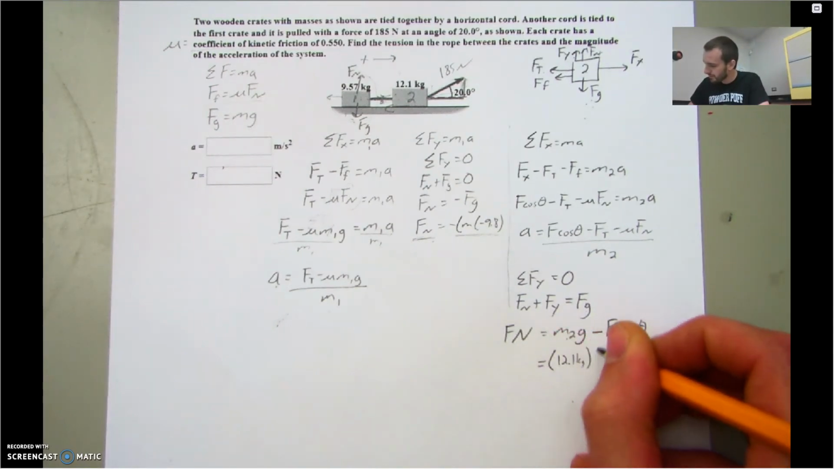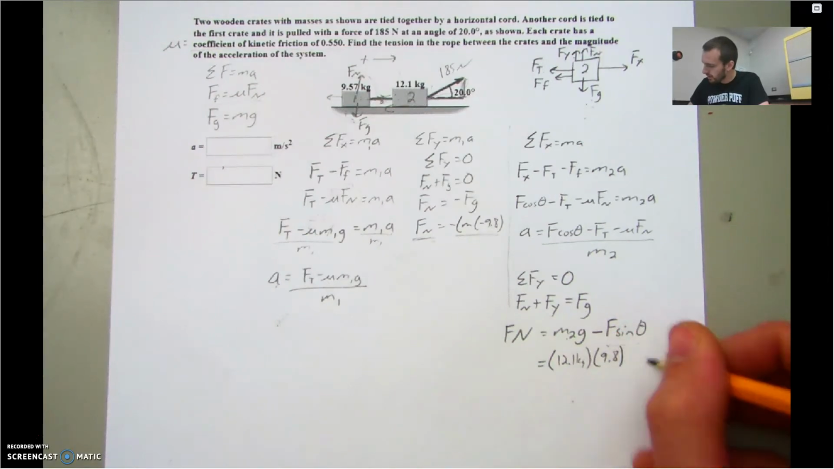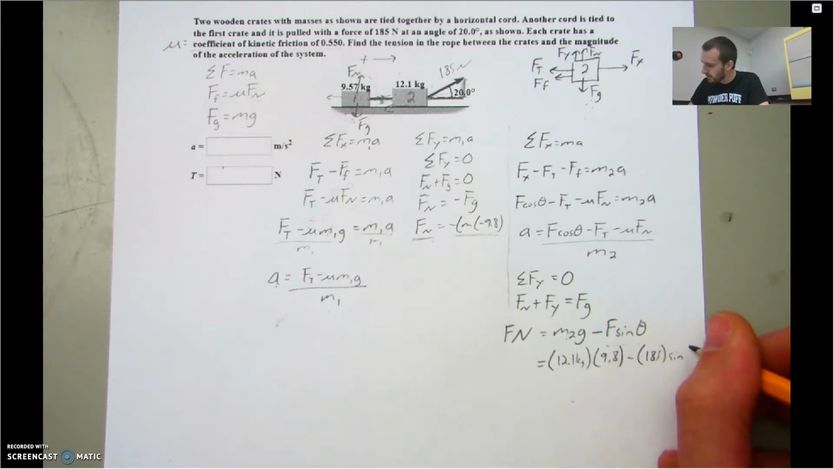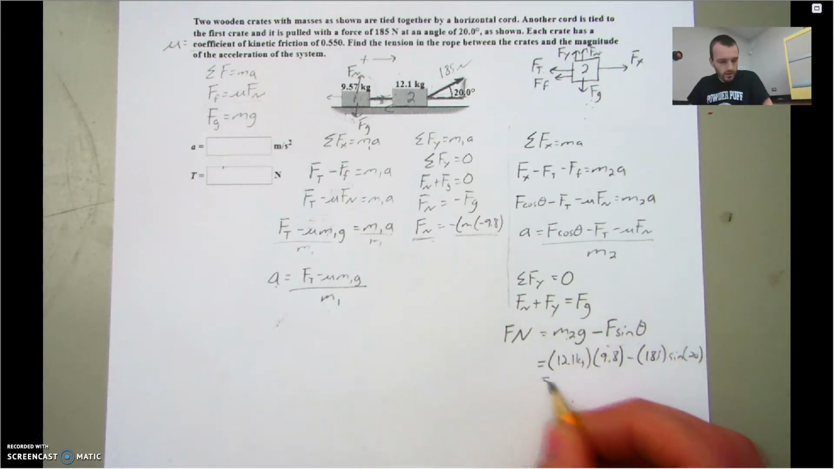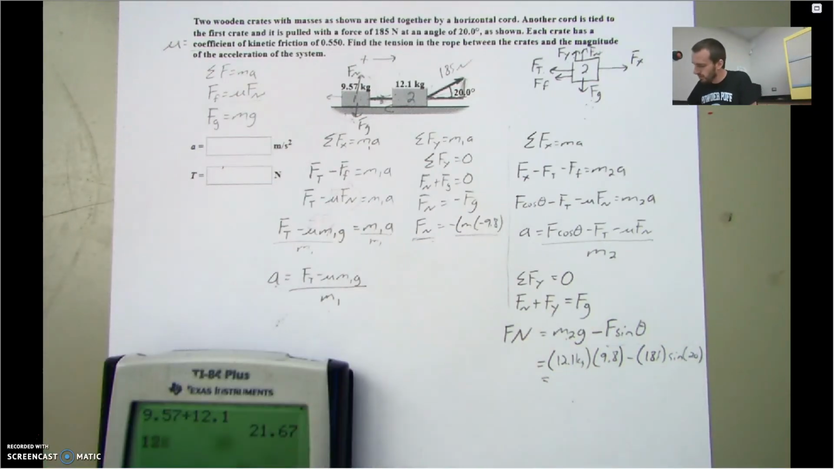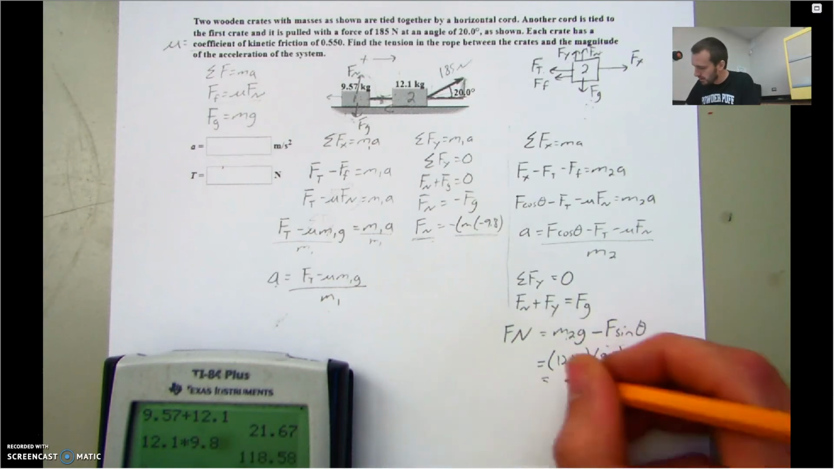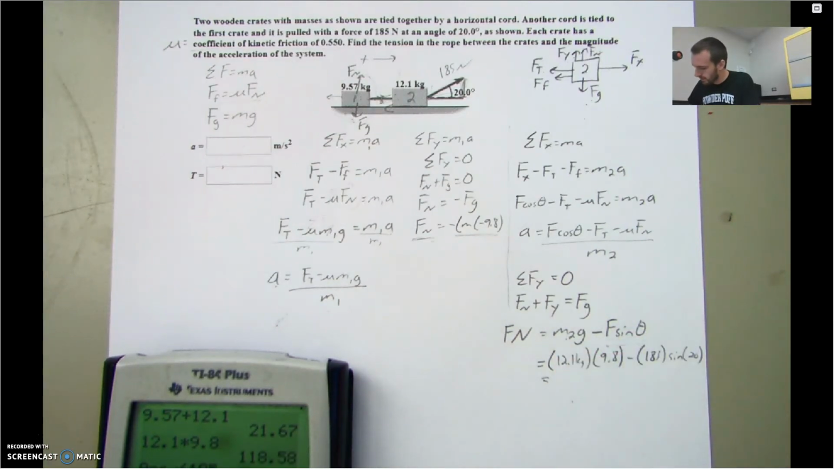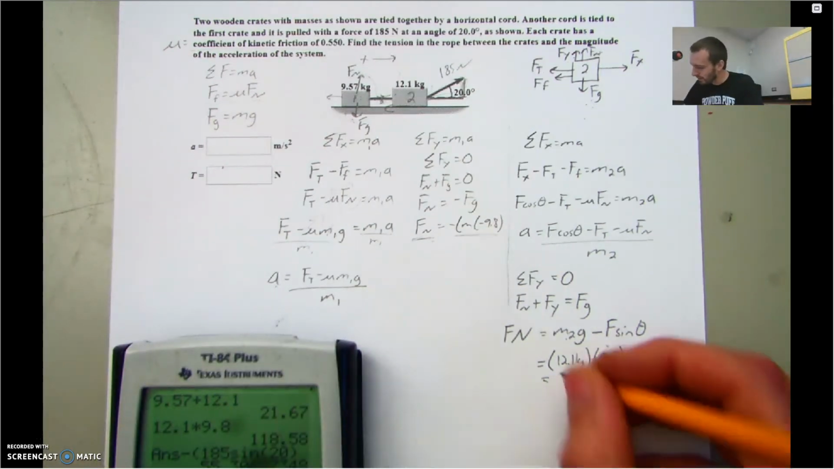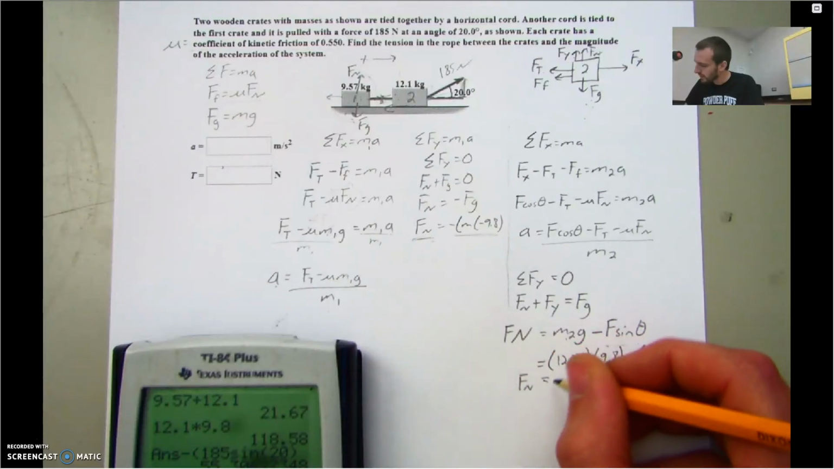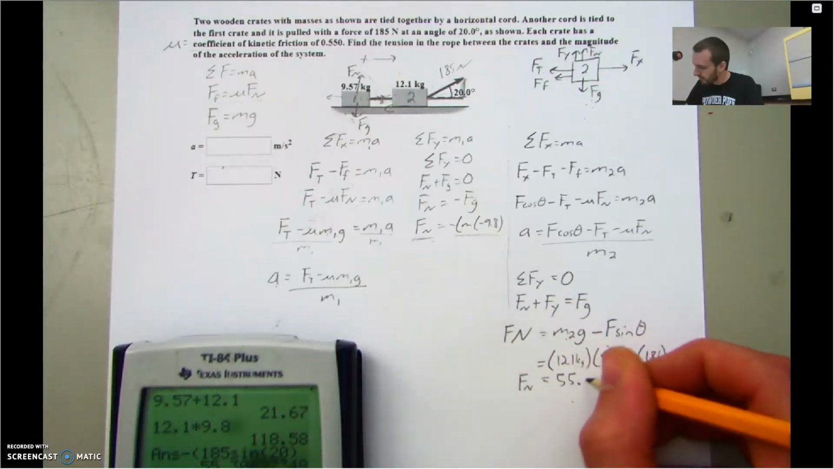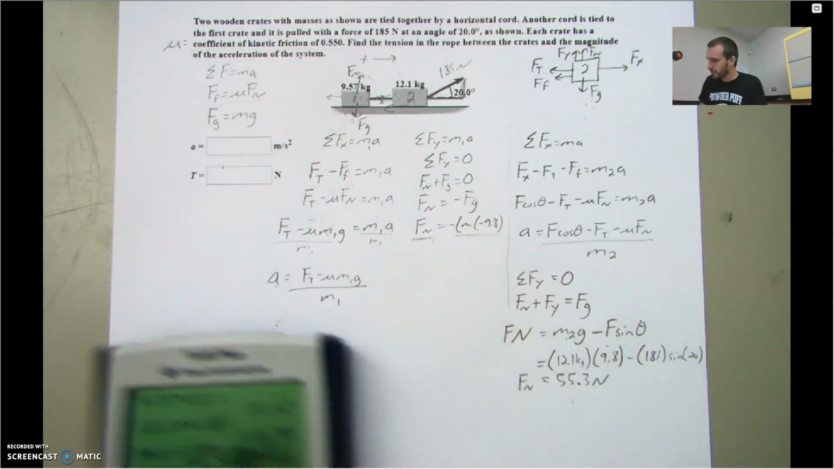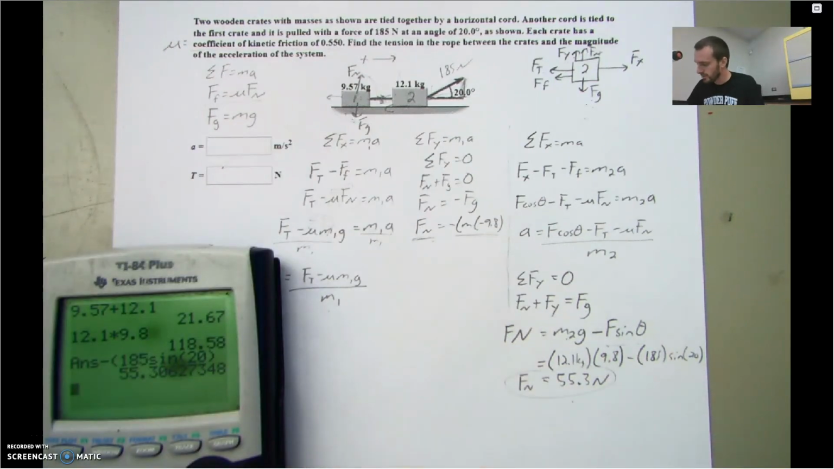Your numbers may vary. Times 9.8 minus the force, which is 185 sine of 20. And so we get our calculator here. We got 12.1 times 9.8 and then minus 185 sine of 20. Yesterday I was doing this problem in radian mode, and as you can imagine, that made all of my answers wrong. So make sure you're in the correct mode on your calculator when you're typing in angles. 55.3 newtons. Okay, well, that's going to be an interesting piece of information.